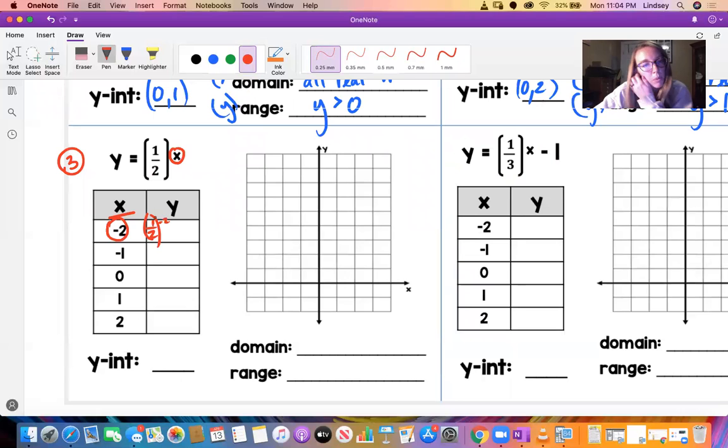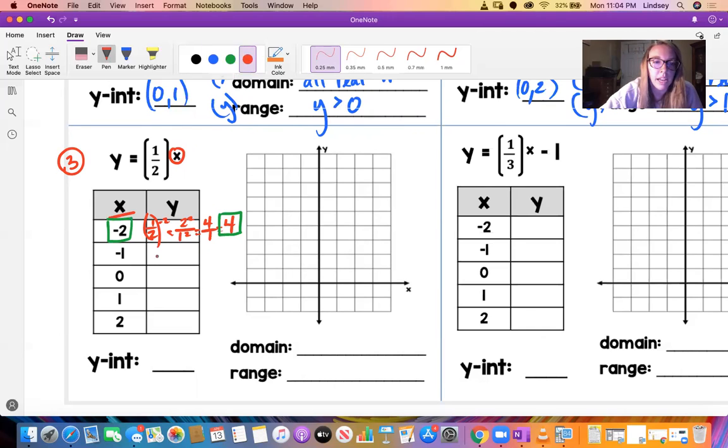Well, we have to remember we have to distribute that to our numerator and our denominator. So that's going to become 2 squared over 1 squared, which will be 4 over 1, which equals 4. All right, so when x equals -2, then y equals 4.